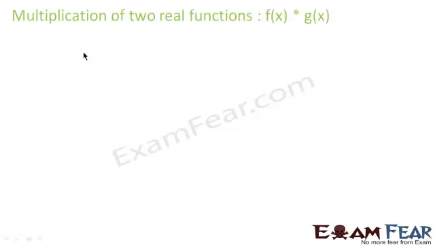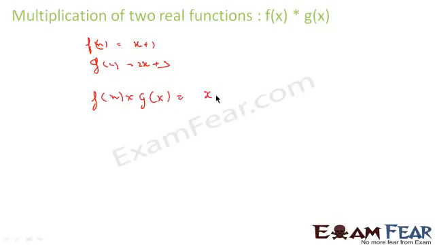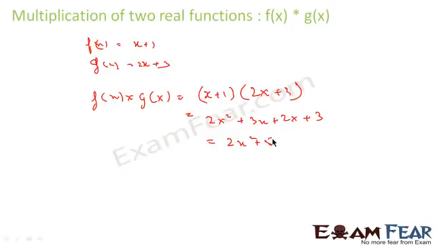When we multiply two functions, then we actually multiply them. Let's say f(x) is equal to x plus 1 and g(x) is equal to 2x plus 3. When you say f(x) into g(x), you mean x plus 1 into 2x plus 3, and that is equal to 2x square plus 3x plus 2x plus 3, and this is equal to 2x square plus 5x plus 3. This is the answer.